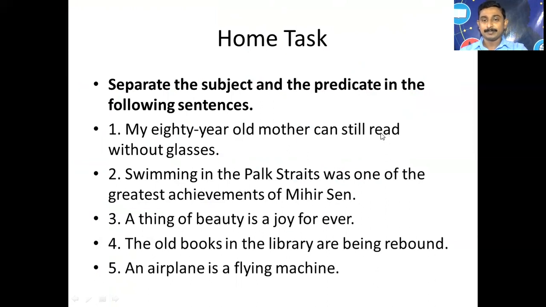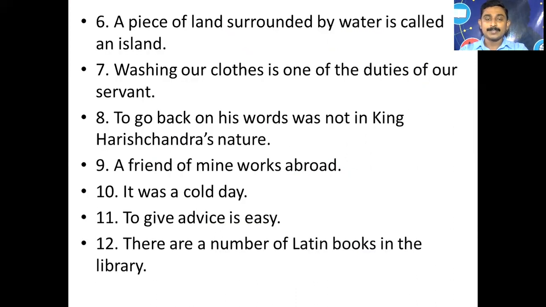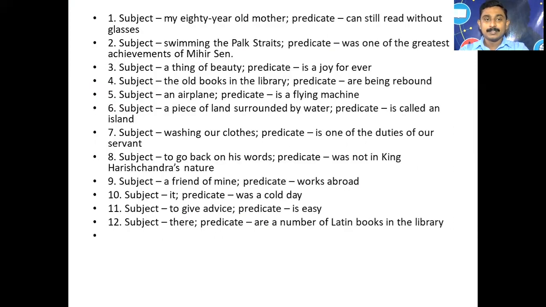This is the verb. Who can still read? My 8-year-old mother. 8-year-old mother becomes the subject. What? She can still read without glasses. Can still read without glasses becomes the predicate part. In this manner, please solve all these questions. Identify subject and predicate.